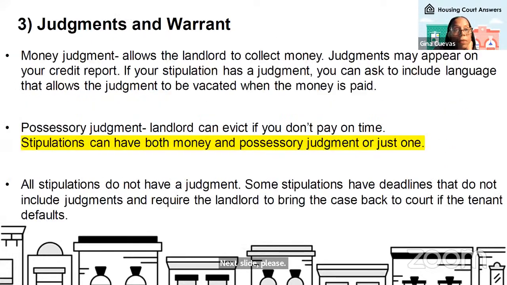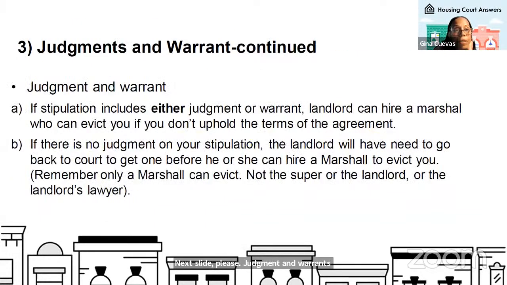Judgment and warrants continue. If the stipulation includes either a judgment or warrant, the landlord can hire a marshal who can evict you if you don't uphold the terms of the agreement. What this means is if there's a judgment or warrant, the landlord hires the marshal, the marshal comes to the court, requests a warrant to evict, and could serve you if you don't uphold the terms of the agreement, which is either paying the rent on time or moving by the due date.